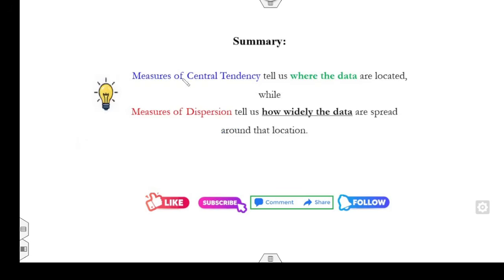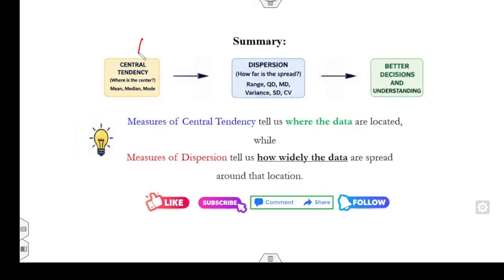So what is the summary of that? The measures of central tendency, that is the mean, median, and the mode, tell us only about where the data is located. However, the measures of dispersion tell us how widely the data is spread about the central tendency. So whenever you have a central tendency, mean, median, mode, you can compute the dispersions like range, quartiles, standard deviation, variance. Based on the central tendency and the dispersions, we can always make better decisions and better understandings.